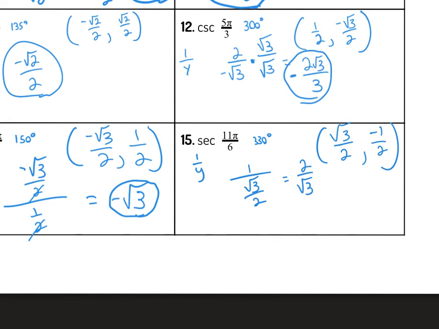Now we have to rationalize this. So we end up with 2 times the square root of 3 over 3. And secant is cosine, and it's in the fourth quadrant, so it's positive, which is great. That was the final problem on this exercise.